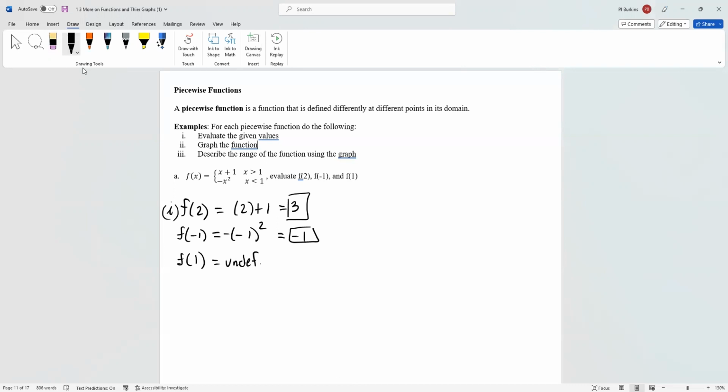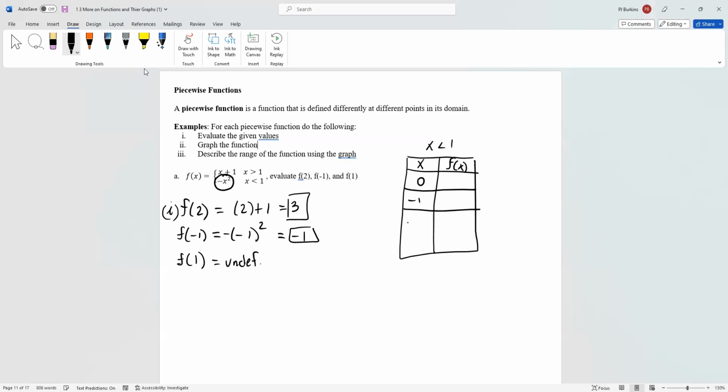Okay, let's go ahead and generate a graph. In order to do that, let's make a table of values. We're going to need to do this for each part of the domain. So let's do x less than 1. In my table, I need x values and y values, or f of x. If x is less than 1, we are using minus x squared. Let's pick some fairly simple values like 0, that's less than 1, -1, we've already done that, -2, and maybe let's do -3.